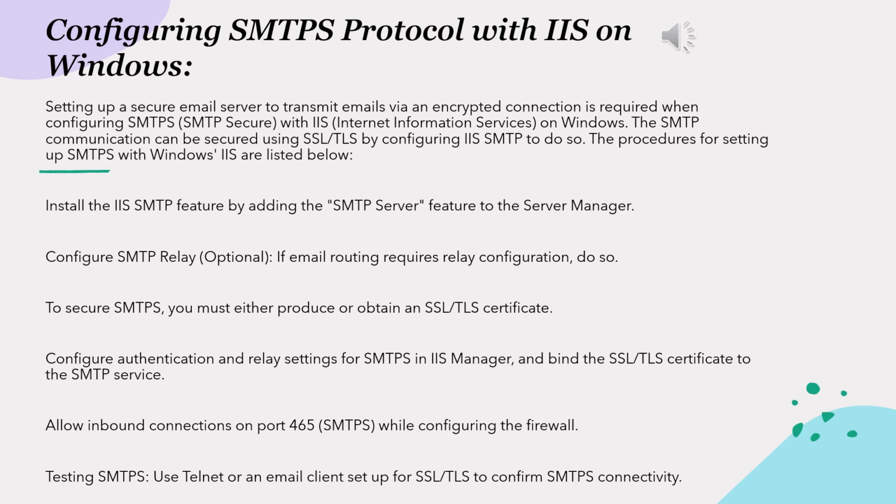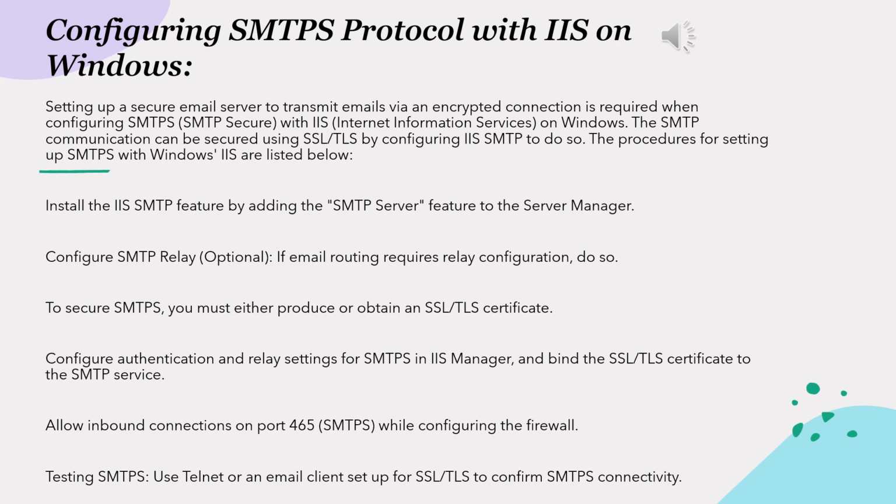Step 1. Install the IIS SMTP feature by adding the SMTP server feature to the server manager. Step 2. Configure SMTP relay. If email routing requires relay configuration, do so now. To secure SMTPS, you must either produce or obtain an SSL/TLS certificate. Next, we configure authentication and relay settings in the IIS manager and bind the SSL/TLS certificate to the SMTP service.